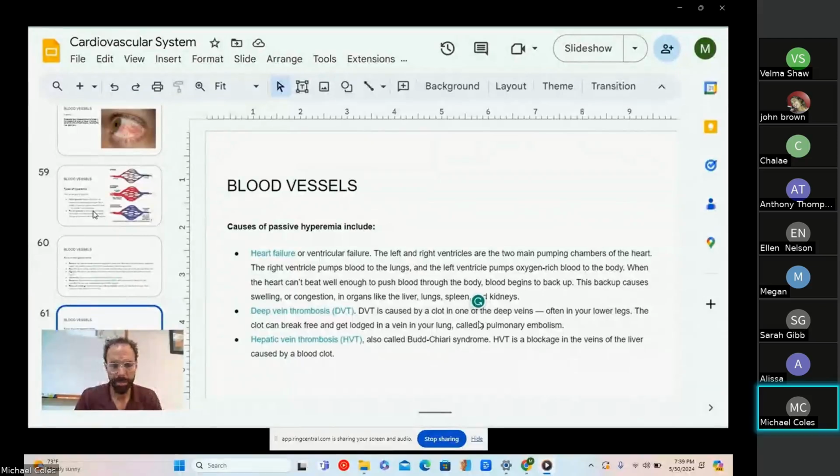And then hepatic vein thrombosis, which is less common. This is a blockage in the veins of the liver, causing a blood clot. So this is something that you don't really see a lot. But deep vein thrombosis is one key thing that will get tested on, and that is going to be common in your practice.